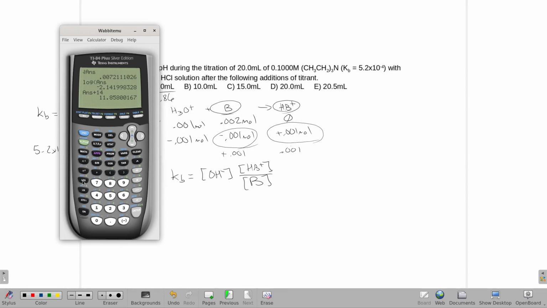So log of 5.2 times 10 to the negative 4th, and the difference between that and 14, this has a pH of 10.72.